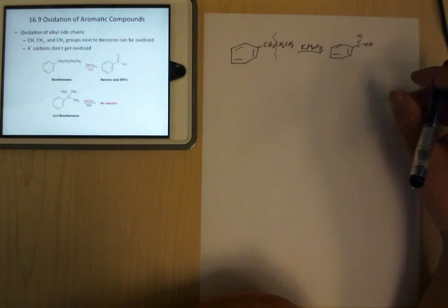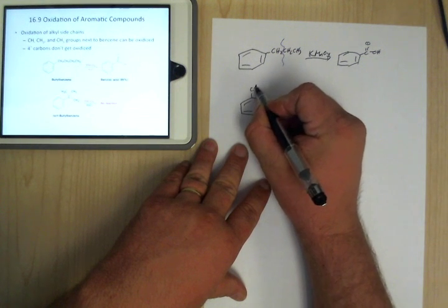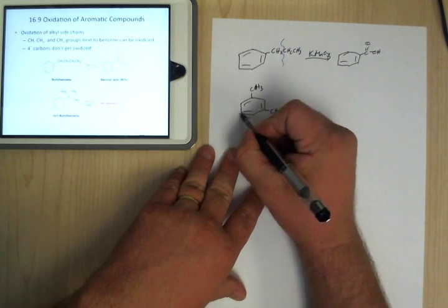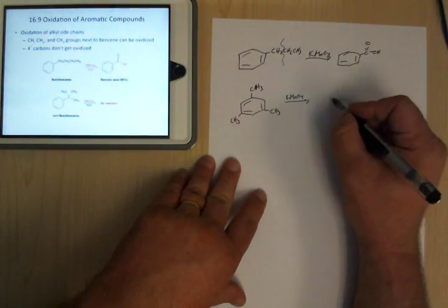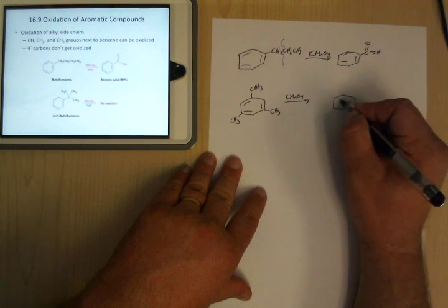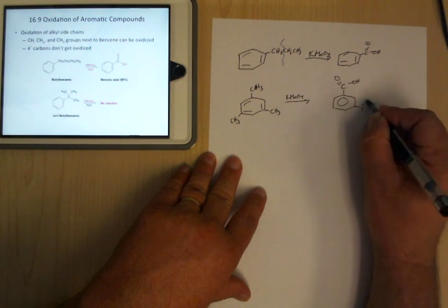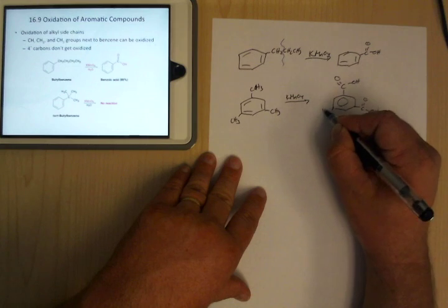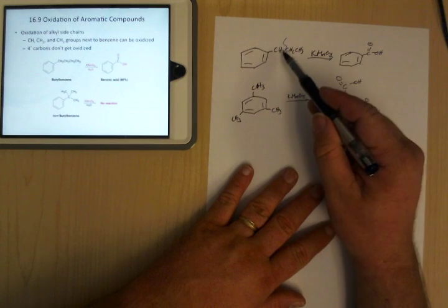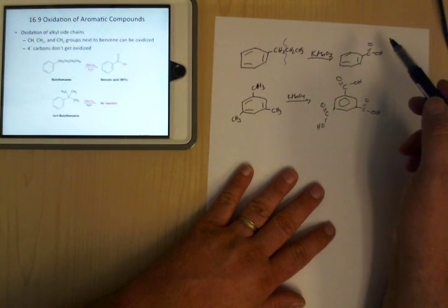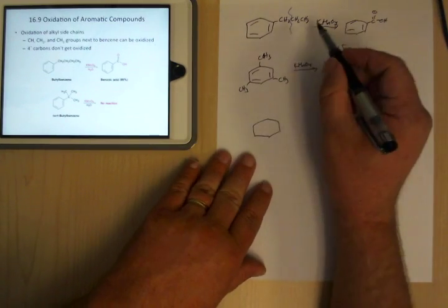Okay, so if you had, let's say, CH3 like this and added KMnO4, you would end up with COOH, like that. Wherever there's just a regular carbon chain coming off of there, you're going to get oxidation with KMnO4, with the exception of a quaternary carbon. You actually have to have that benzylic hydrogen there.